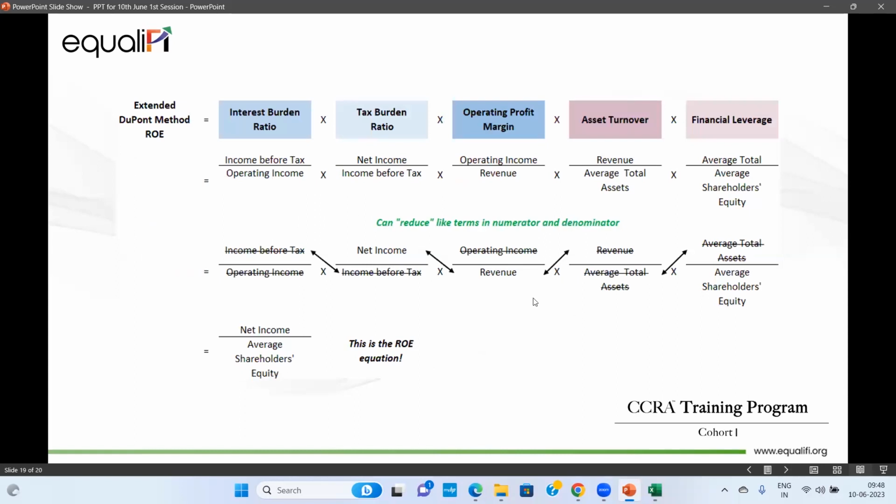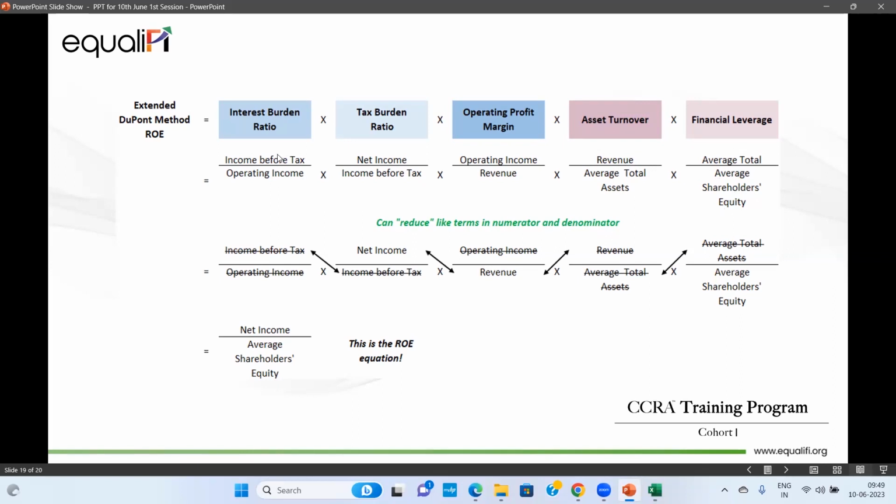The extended Dupont method has the interest burden ratio, income before tax by operating income, and then net income by income before tax, which is the tax burden ratio. Operating profit margin is operating income divided by revenue, and asset turnover is revenue by average total assets. Financial leverage is average total assets by average shareholders equity, right?